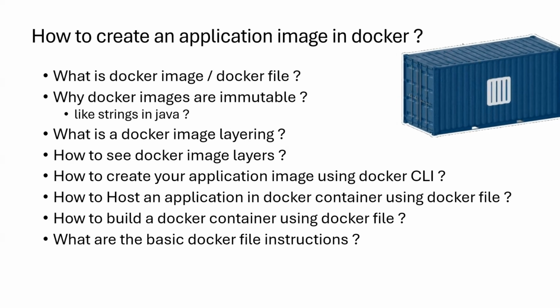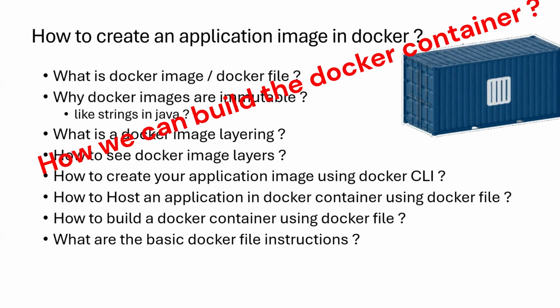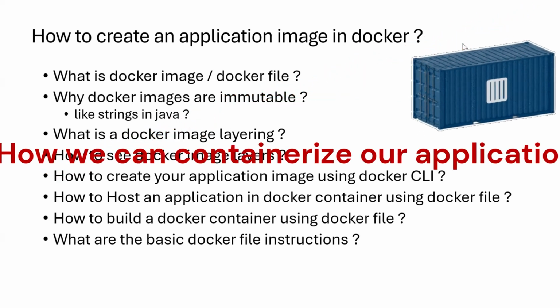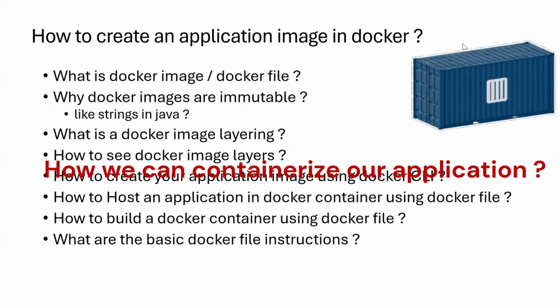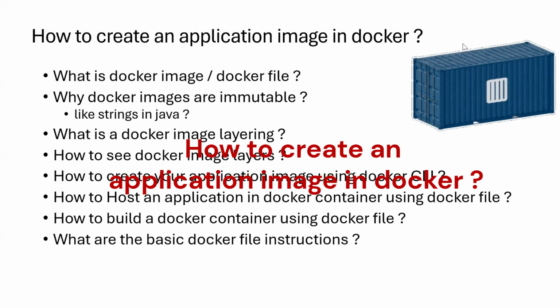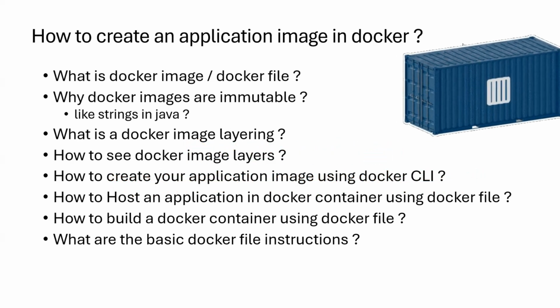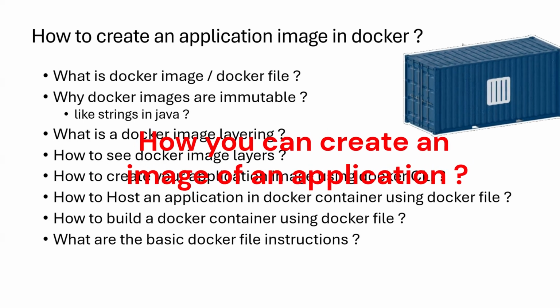So, let's get started. So far we have discussed many things. I mean, we have gone through many things about Docker. We started with the introduction of Docker, and then we saw how we can build the Docker container. We have also seen how we can containerize our application. And in this session, we are going to discuss how to create an application image in Docker.